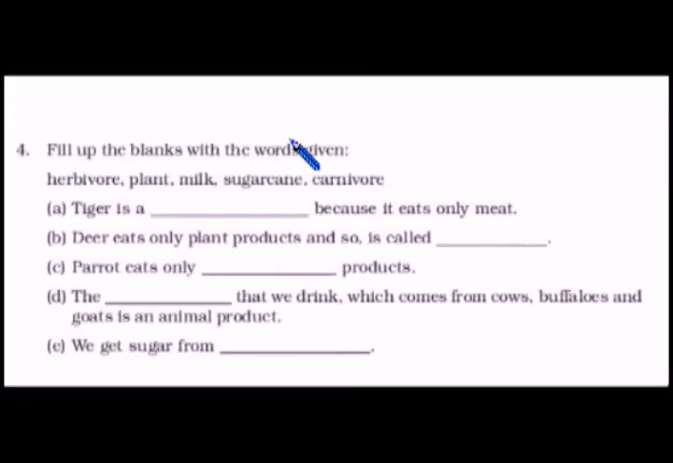Fill in the blanks with the words given. Children, you have to fill, here are the words: herbivore, plant, milk, sugar, carnivore. Tiger is a carnivore because it eats only meat. Deer eats only plant products and so it is called a herbivore. Parrot eats only dash product. The parrot eats only plant product. The dash that we drink, which comes from cows, buffalo, goat, is an animal product. So what is it? Milk. The milk that we drink, which comes from cows, buffaloes and goat, is an animal product. We get sugar from sugar cane.